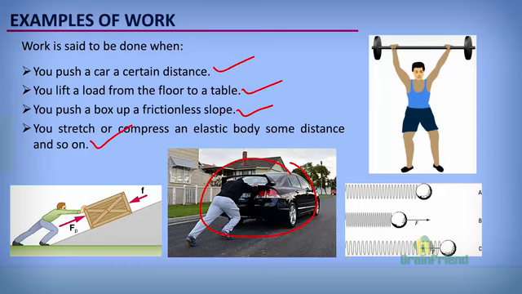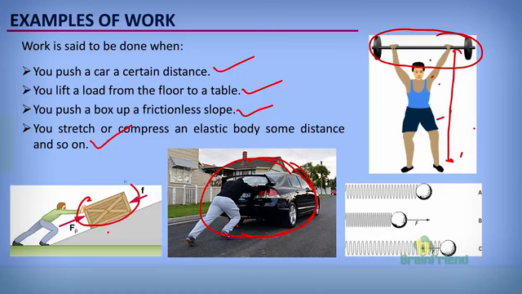As you can see from this picture, this man is applying a force, and this force that is applied is in the direction of the displacement. So as the car is being displaced, the force is applied. You can see this man here lifting a load. As he lifts this load from the ground, he's doing work. So it means that the distance covered from the ground level where he lifted the load to this height, he has done work. So work is said to be done. And this man moving a box up a frictionless slope, he's applying force, and the box is being displaced.